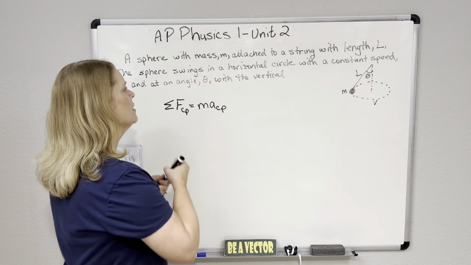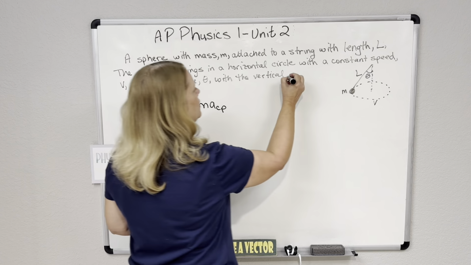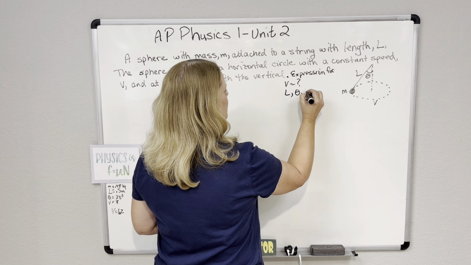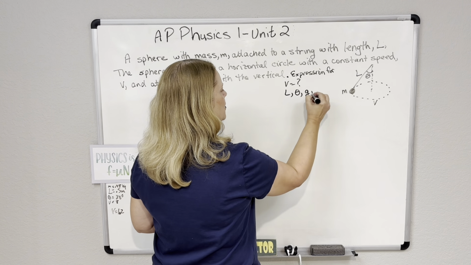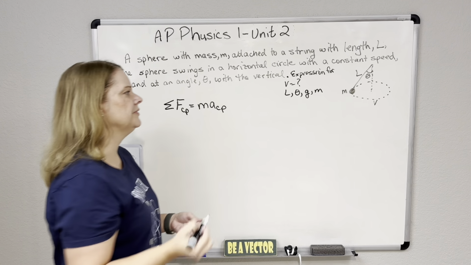Now, what are they going to ask you? They're usually going to ask for an expression. They want an expression for that velocity. And they're going to tell you it can only be in terms of length, theta, and constants like g. Sometimes they'll tell you it can be in terms of mass if you want. But these are really the only variables you can have in this expression. So let's get started.